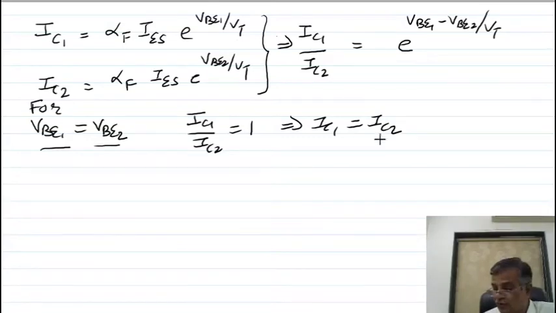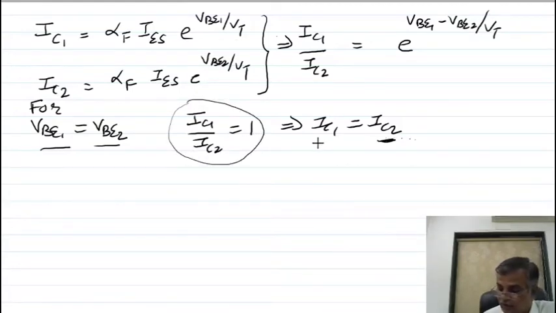Now I want to show that IC2 is the I reference. What I want to say is IC2 is equal to I reference. This is called the current transfer ratio, which is unity. So how can you show that IC2 is equal to I reference? That I am discussing now. See from the circuit.